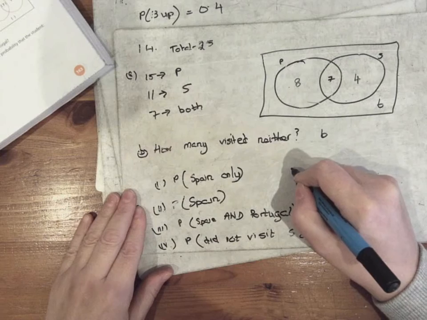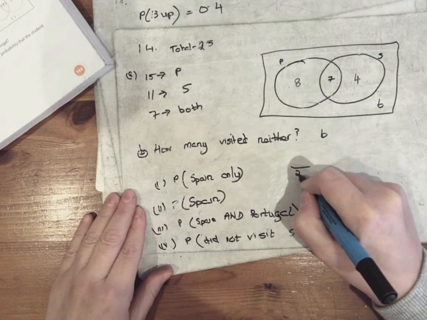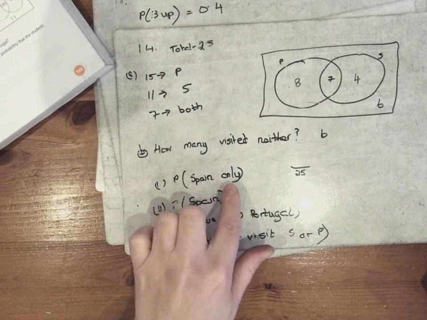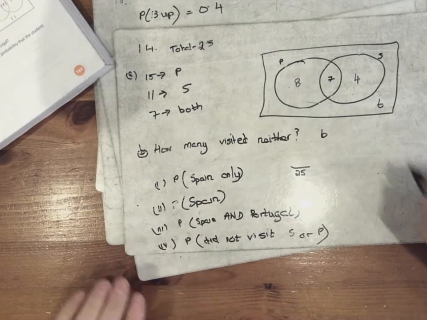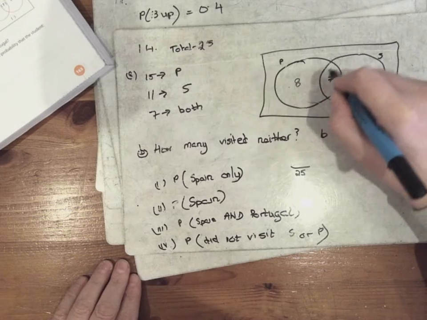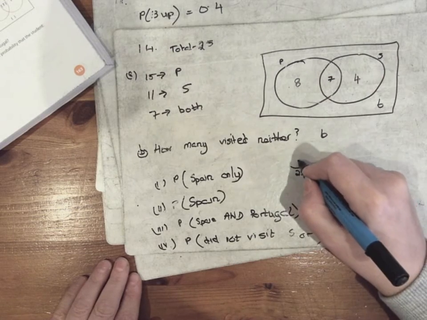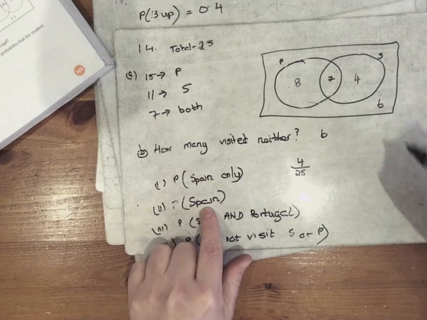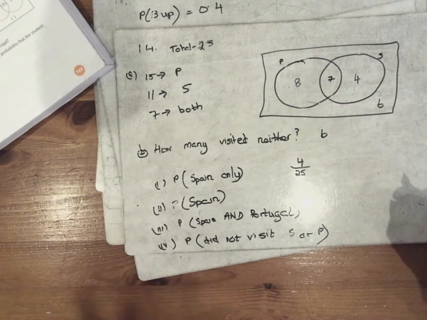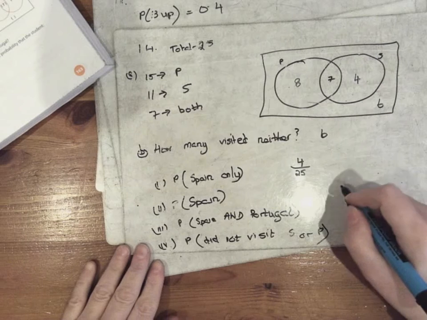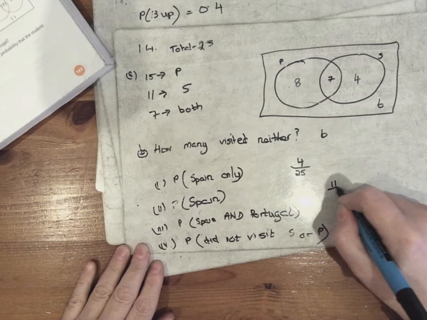So you're picking out of everyone, so you're picking out of 25. How many people went to Spain only? So that means they went to Spain. They're in the Spain circle, but they can't be in the Portugal circle, so that's just 4. Now, how many people went to Spain? So it doesn't say Spain only, so it doesn't matter that they went to Portugal as well. So it's just that in the Spain circle, that's 11 out of 25.